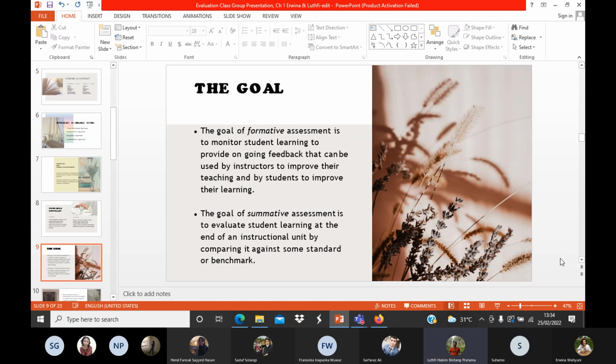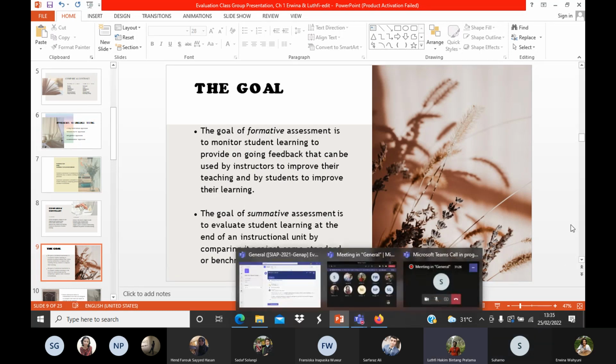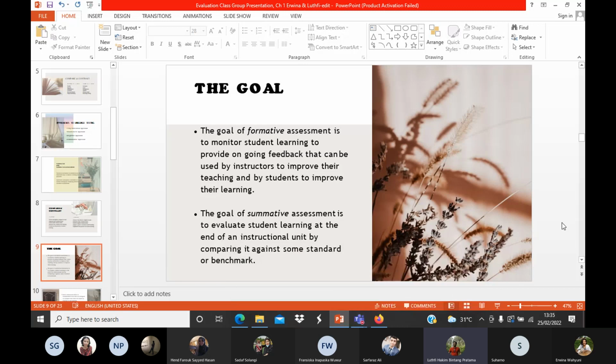Next, the goal. The goal of formative assessment is to monitor student learning, to provide ongoing feedback that can be used by instructors to improve their teaching and by students to improve their learning. And the goal of summative assessment is to evaluate student learning at the end of an instructional unit by comparing it against some standard or benchmark.